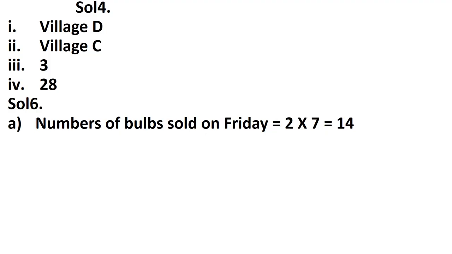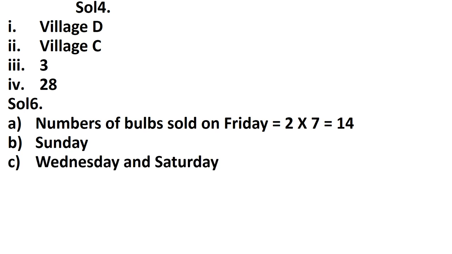Now see, on Friday 7 pictures are drawn. So it is 2 multiplied by 7 because one picture represents 2 bulbs. So it is 2 multiplied by 7 equal to 14. So number of bulbs sold on Friday, 14. B, on which day were the maximum number of bulbs sold? It is on Sunday.